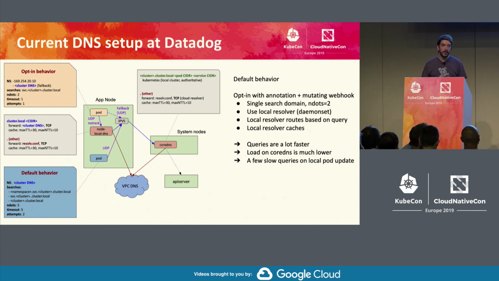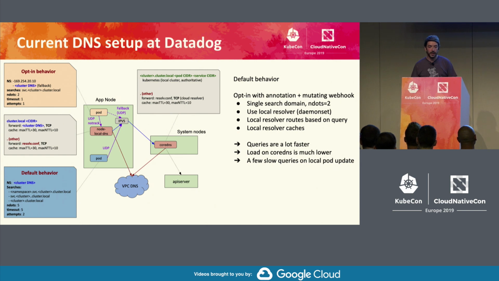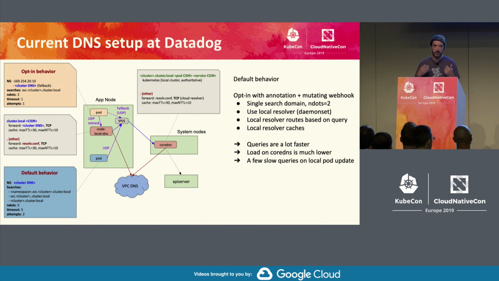In addition to that, because we are very opinionated in the way we do search domains, we can go back to ndots equal to 2, which means if you do a standard query like www.google.com, this has two dots, so there's not going to be expansion. It's just going to ask www.google.com and not www.google.com.svc.cluster.local, which is the typical expansion.